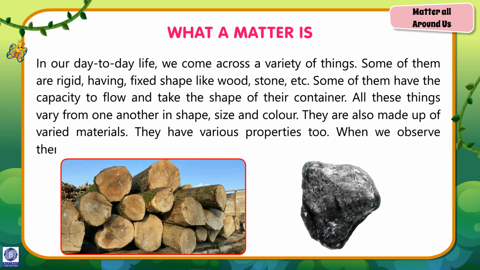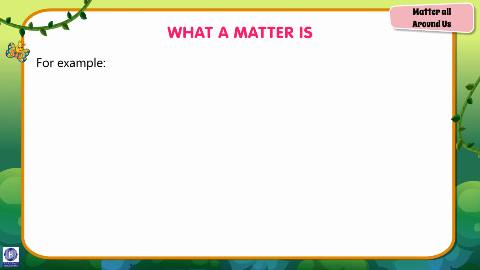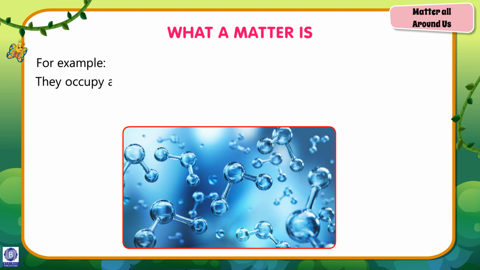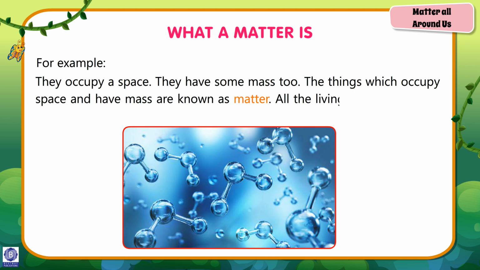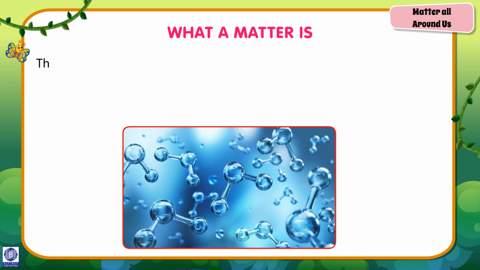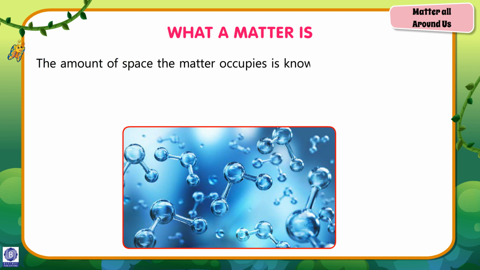When we observe them carefully, we find that all of them have some common properties. For example, they occupy space. They have some mass too. The things which occupy space and have mass are known as matter. All the living beings and non-living things are matter. The amount of space the matter occupies is known as its volume.